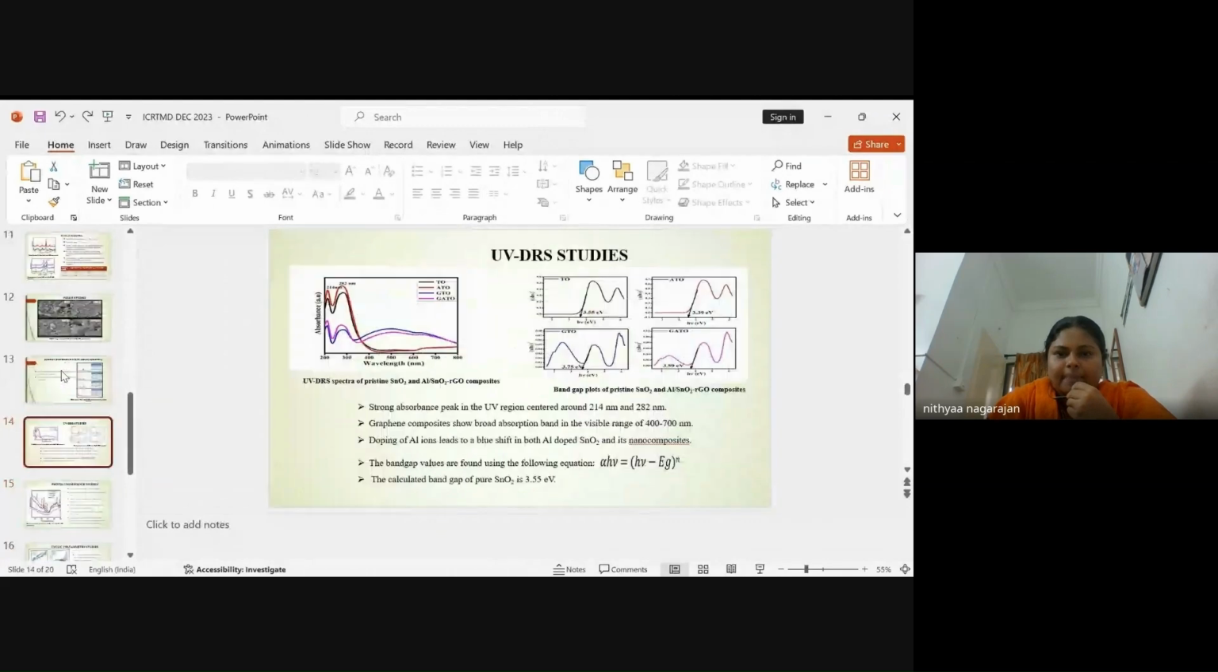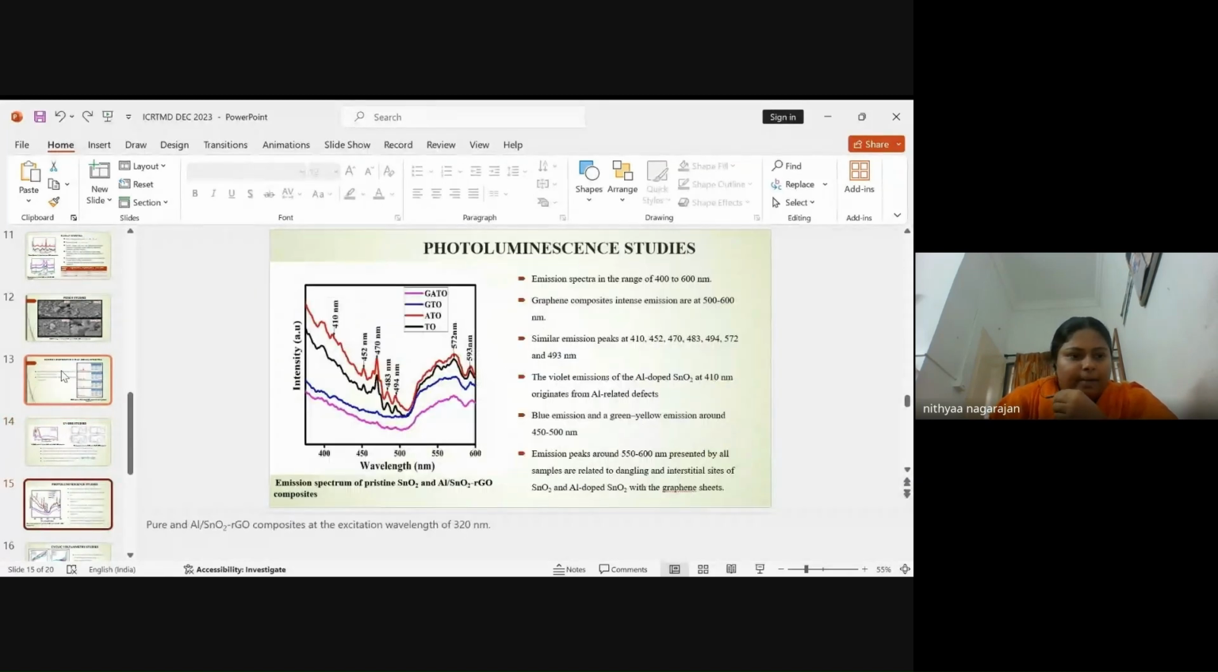the composites. The UV-DRS studies of the composites show a strong absorbance peak for all the composites in the UV region around 214 and 282 nanometers, whereas the graphene composites show a broad absorption band in the visible range of 400 to 700 nanometers. And the band gap values were calculated using the Kubelka-Munk plot, and the band gap of pure tin oxide is found to be 3.55 electron volts, and the value increases for the composites with aluminum doping.